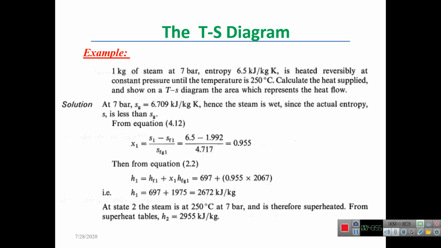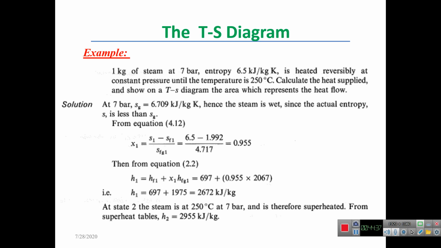Now, H1 can then be calculated from the equation analogous to the equation of S1 as we have shown in the previous slide. H1 is equal to Hf1 plus X1 Hfg1. H, as we have indicated previously, is what we refer to as the enthalpy. So H1, the enthalpy at state 1, is equal to the enthalpy of the saturated liquid at 7 bar, plus X1, the dryness fraction, multiplied by the difference of enthalpy between Hg and Hf at state 1, that is at 7 bar.